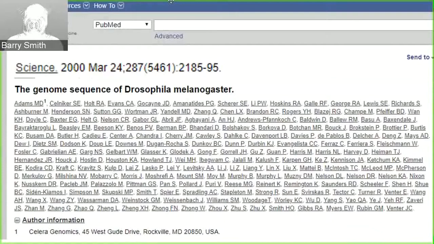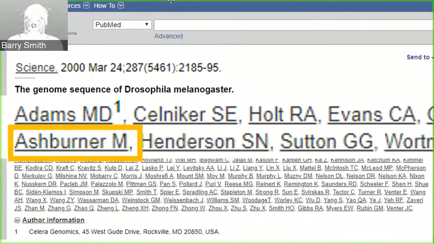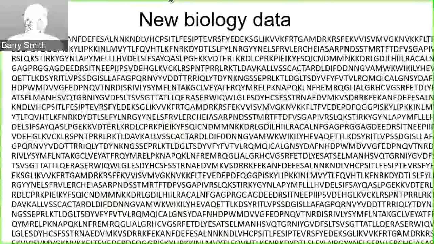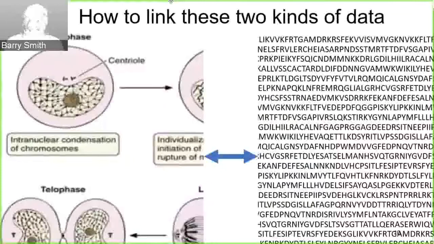This is the paper unveiling the fly genome. One of the lead authors is Michael Ashburner, who was the creator of the gene ontology. This is how biology data looked before the human genome. This is how biology data looks nowadays because of the genome project. The problem is, how do we link these two kinds of data? And the gene ontology solved this problem.